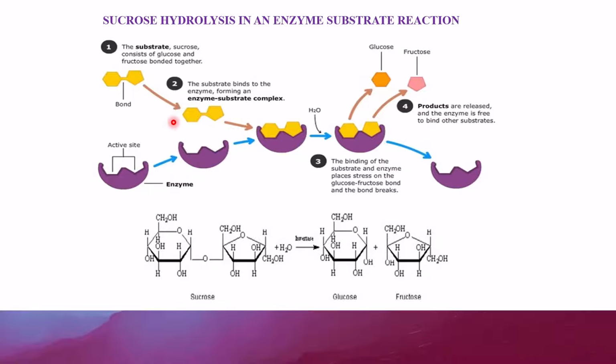So what you have to notice is that in the enzymatic reaction, the substrate, which is sucrose, binds to the enzyme invertase to form an enzyme substrate complex, as seen over here. The binding of the substrate and enzyme places stress on the glucose fructose bond, and the bond breaks in the presence of water to produce the products glucose and fructose, as seen over here. So these are our products, glucose and fructose, and this is the enzyme.